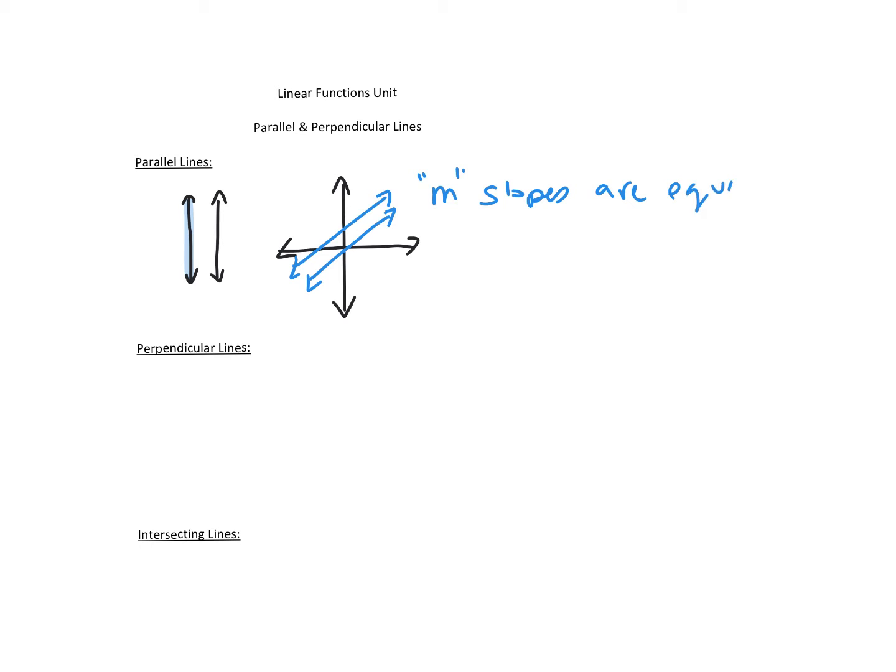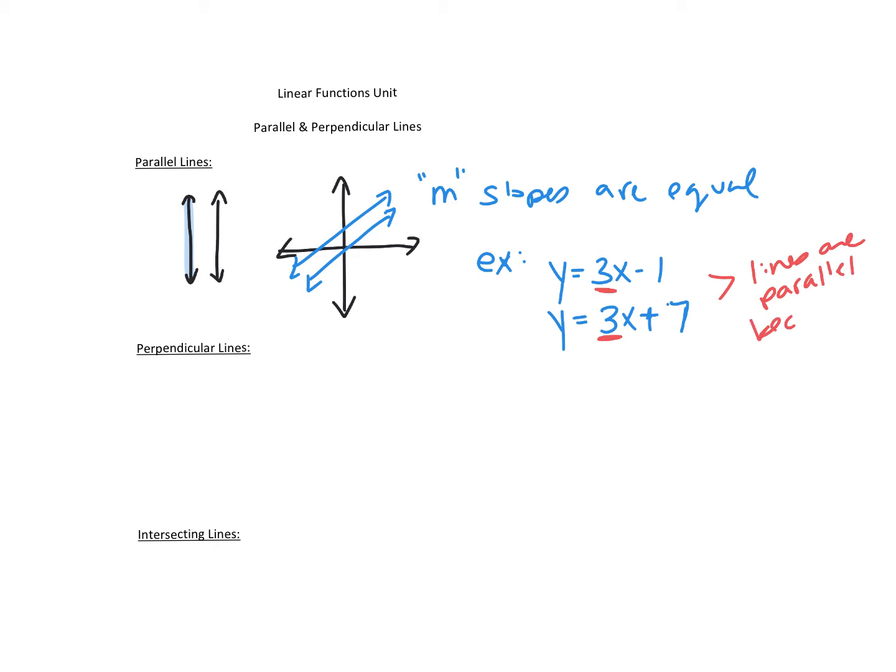They're the same number. So for example, if I gave you a line y equals 3x minus 1, and I'm not looking at the graph of it, I'm just looking at the equation, and then I give you another line, y equals 3x plus 7, I could tell that those lines are parallel, that they're doing what that graph is doing, by just noticing that they have the same number in the m position. They have the same slope. Okay, so this tells me that the lines are parallel, because the slopes are equal.